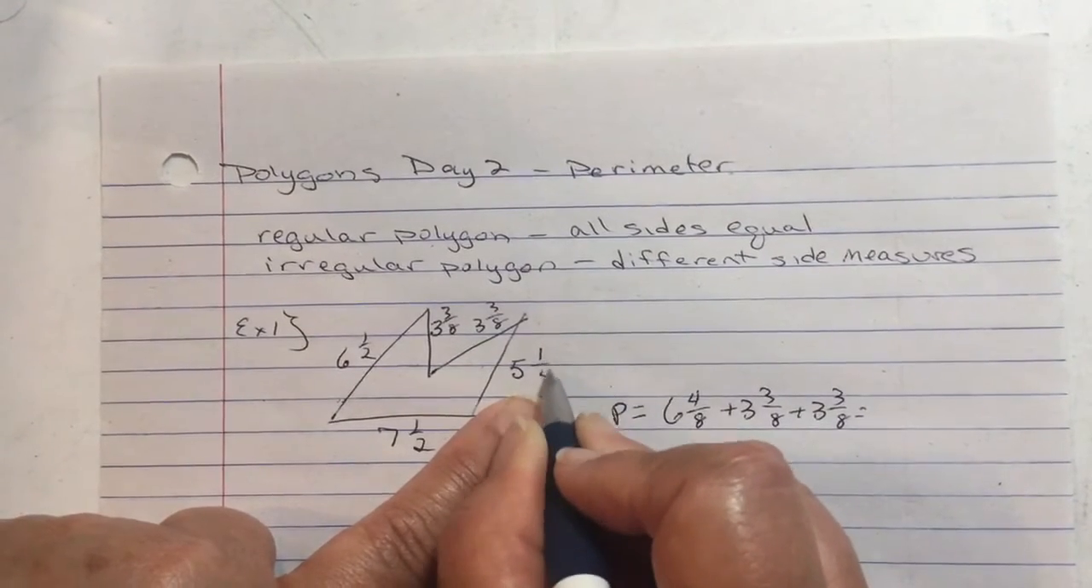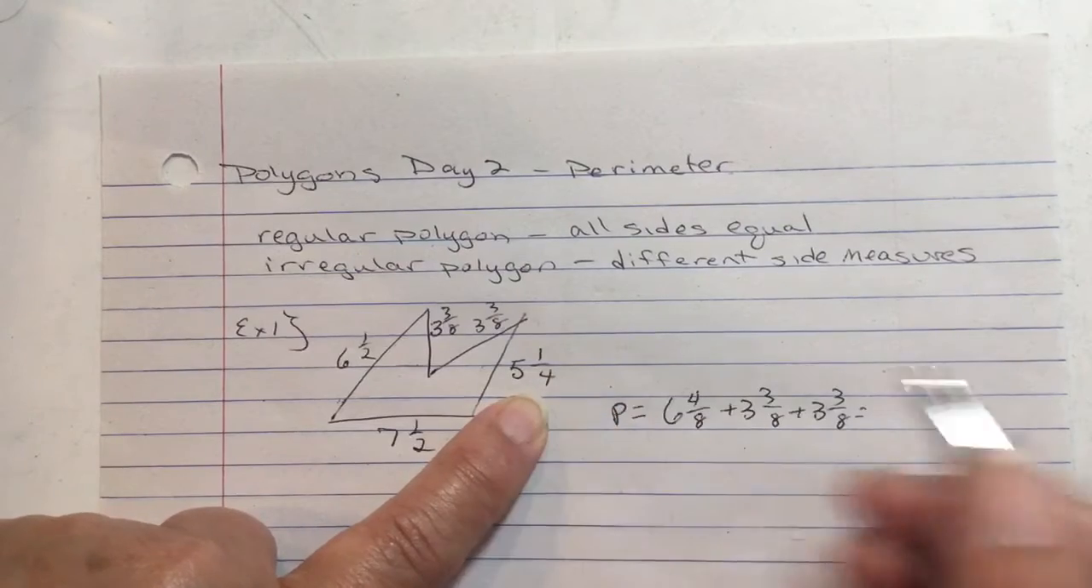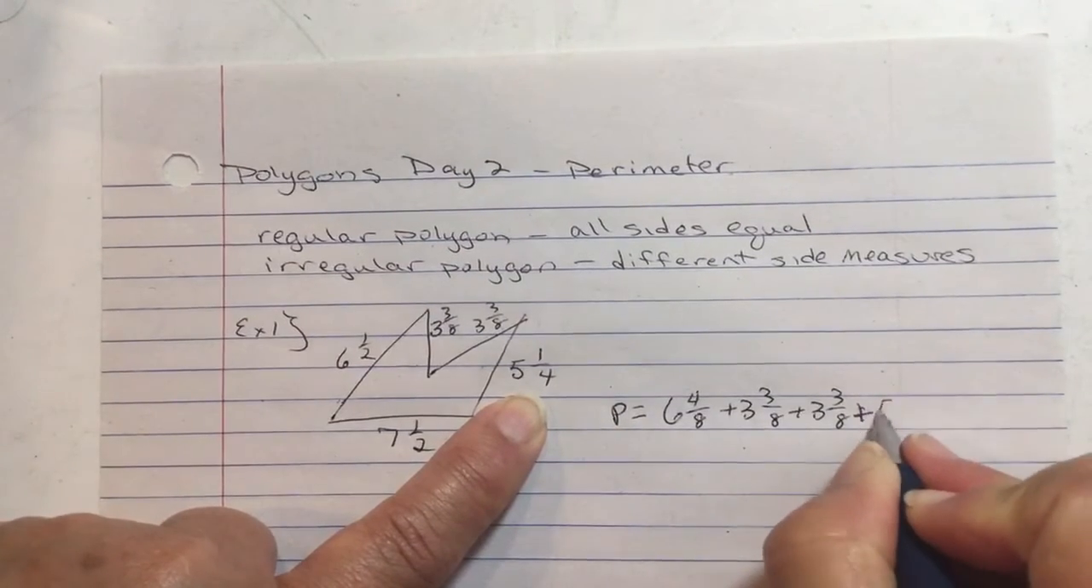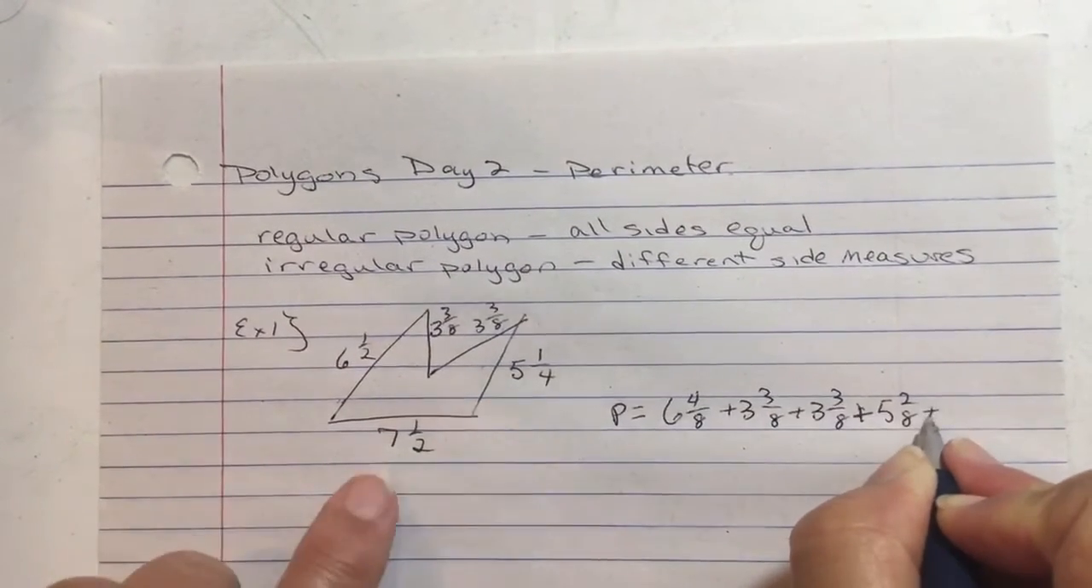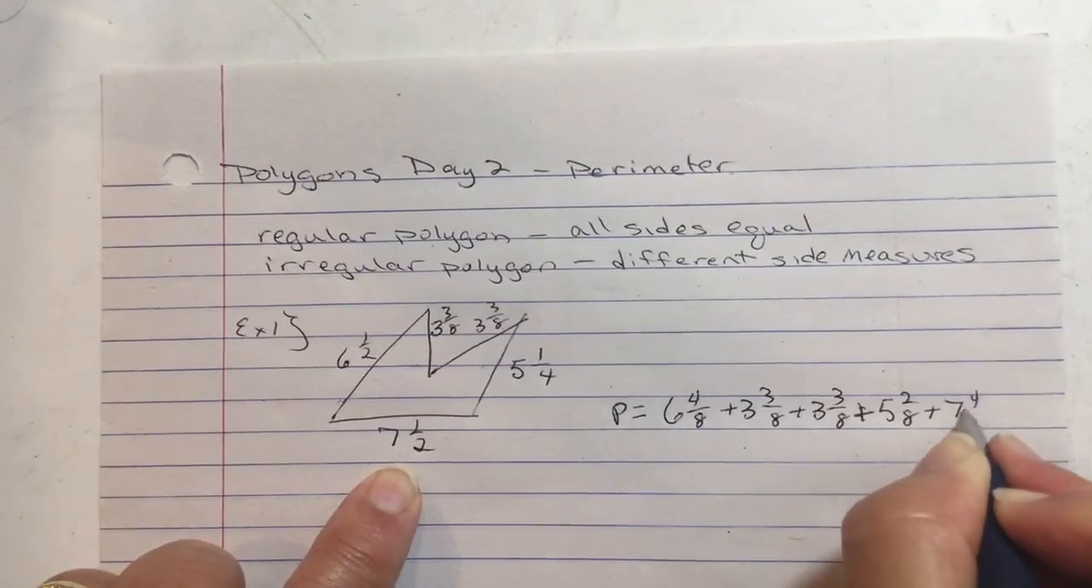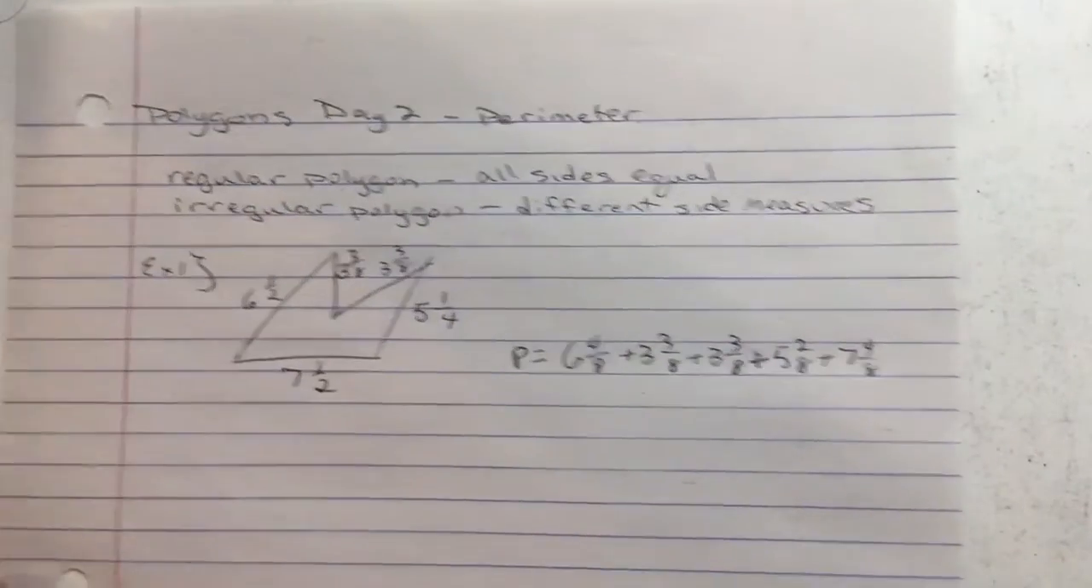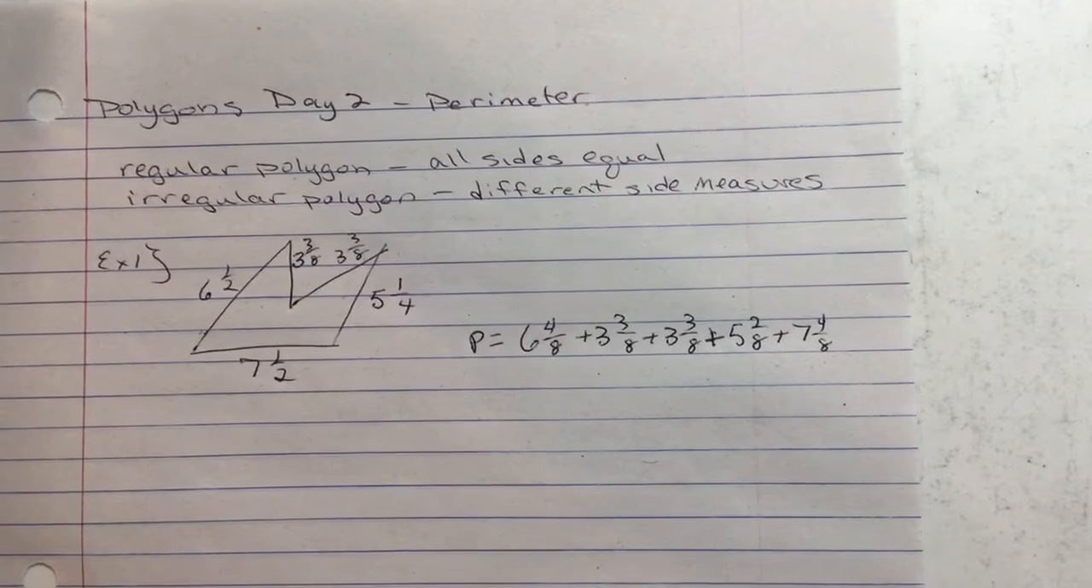1/4, remember to make that one an 8, you'll multiply the top and the bottom by 2. So you're going to have 5 2/8. And then the bottom will be 7 4/8. Now take a minute to make sure you know where all those numbers came from. Now some teachers will teach you to make those all improper, and that's completely fine. I like to do the whole numbers separately from the fractions. So that's what I'm going to do.